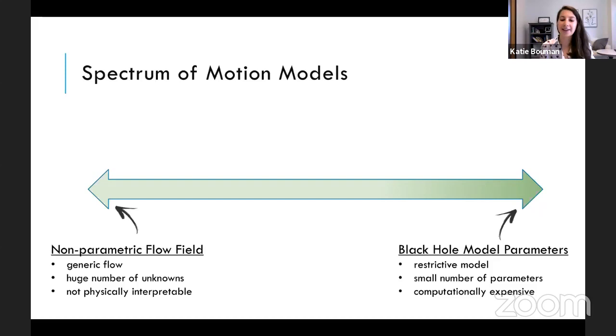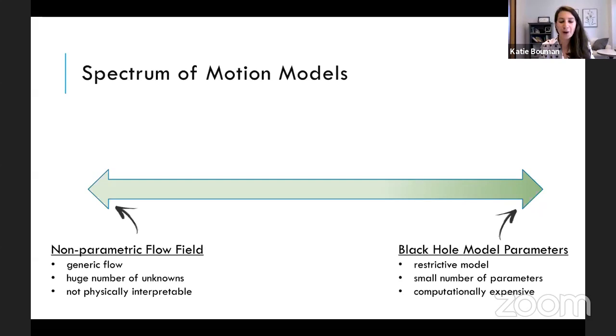And on the other end of the spectrum is estimating the parameters of a physics-based black hole model. While this result would be maximally interpretable, the approach has the disadvantage that we're tied to a particular black hole model that is not necessarily, and most likely actually not, correct. And therefore, it might be overly restrictive. Also, both of these are impractical from a computational perspective.